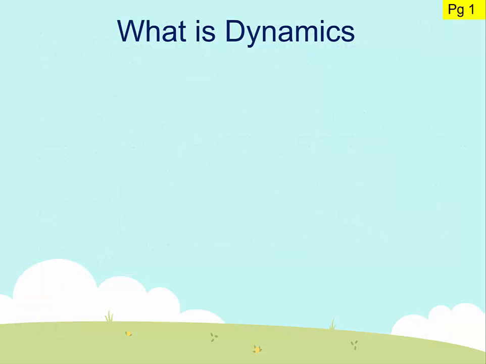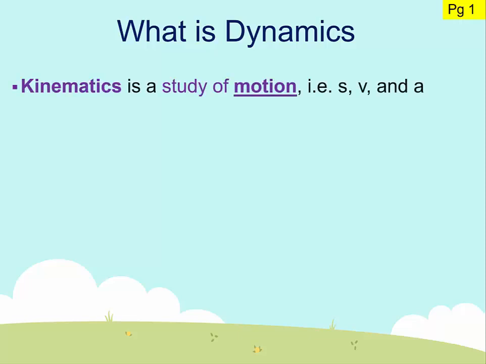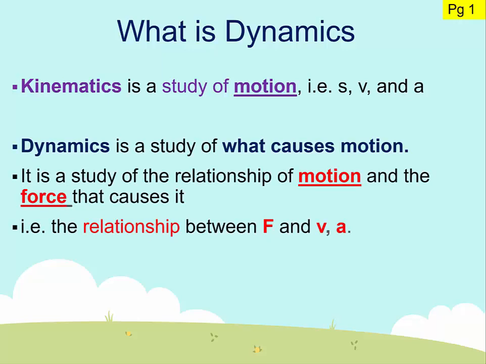Now, what is dynamics? How is it related to what we have studied so far? In chapter 2, we learned about kinematics. Kinematics is a study of motion. That is about displacement, velocity, and acceleration. And it is a study of how things move. And dynamics is the study of what causes motion. We can say that it is actually a study of why things move.